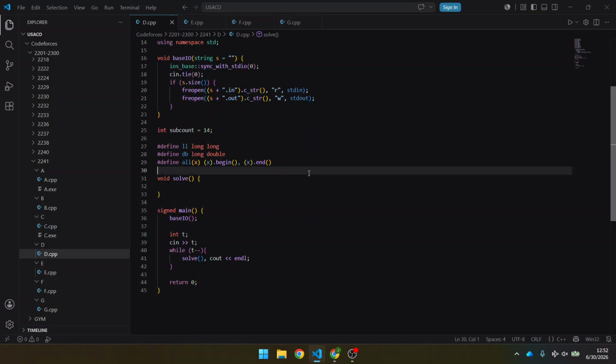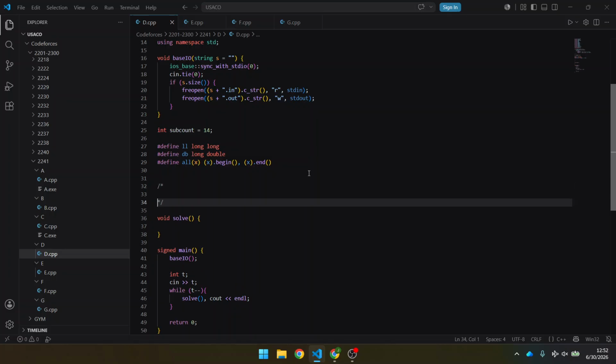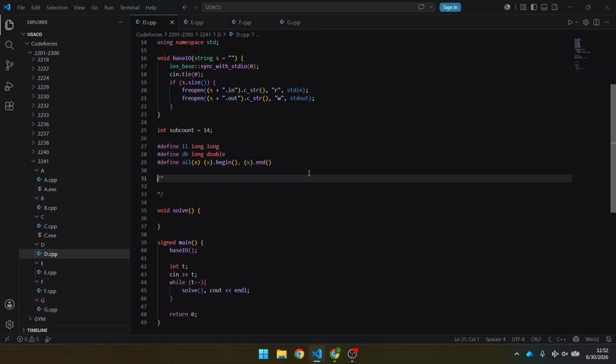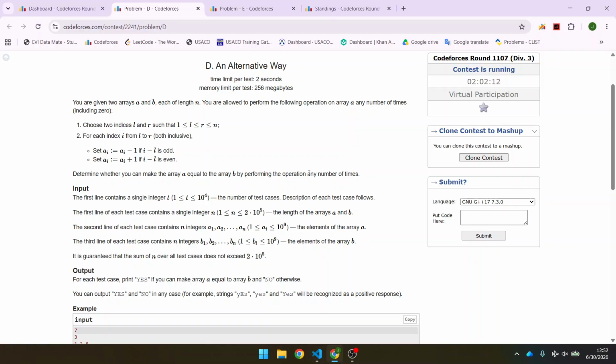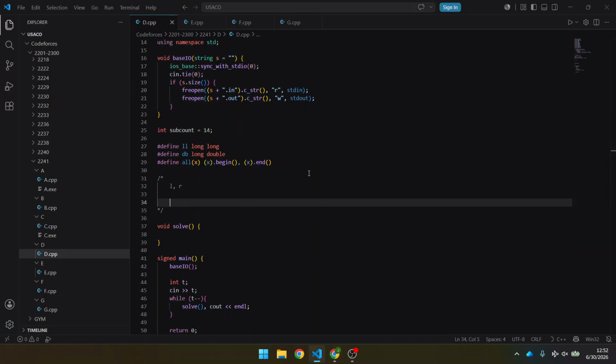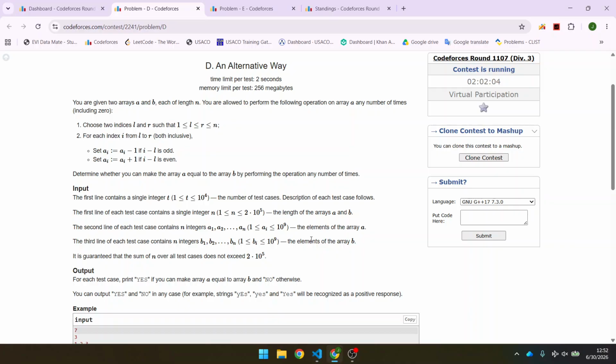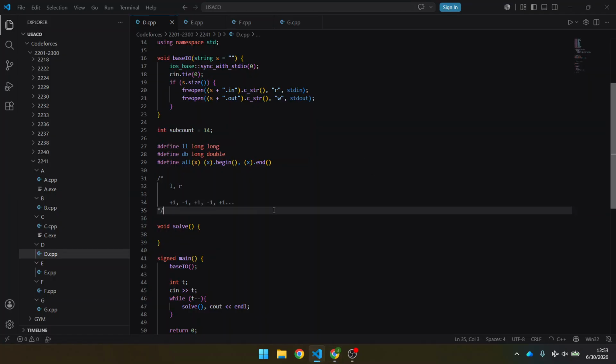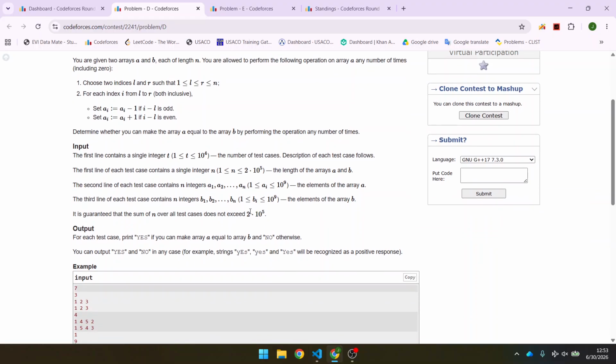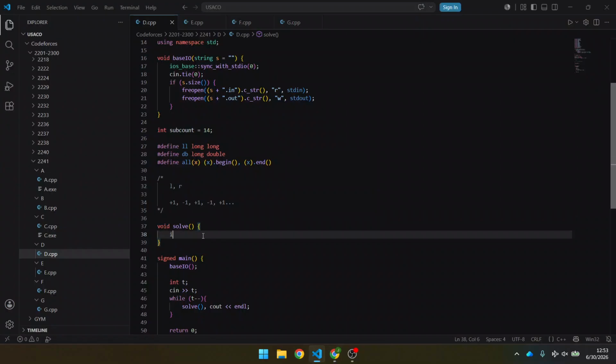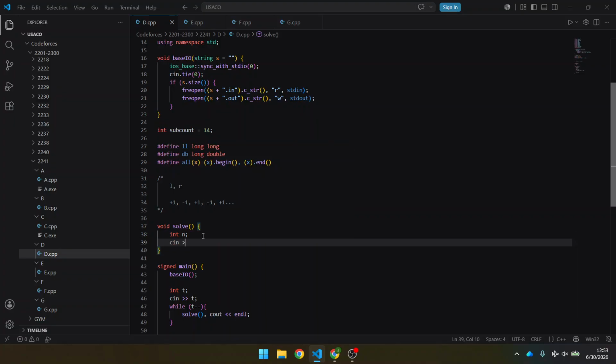So basically you choose a range LR, and then from L all the way to R, we do -1, +1, -1, +1, and keep going on. No, it starts at +1. Yeah, +1, -1, +1, -1, and so on. Let me just read the input.